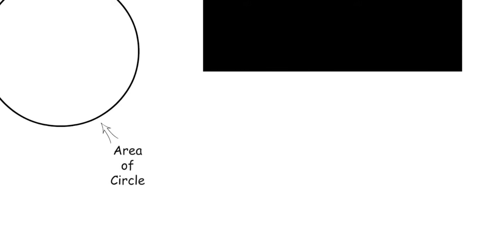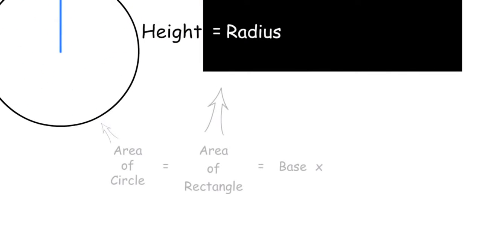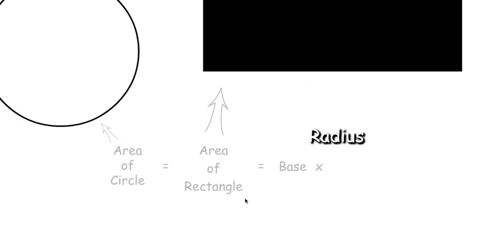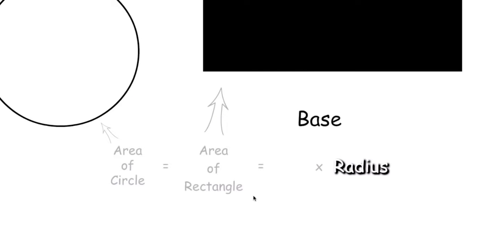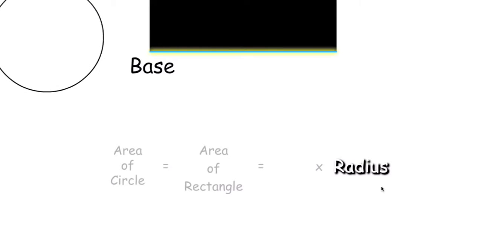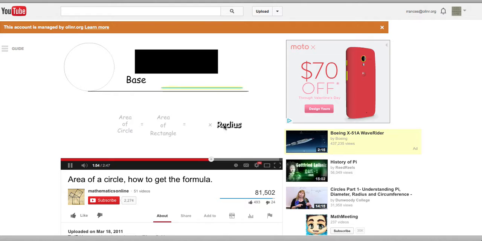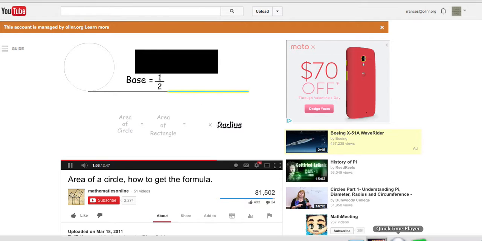So, the area of the circle is equal to the area of the rectangle, equal to length times height. The height of the rectangle, as you can see, is the same as the radius, so height is equal to radius. To find the base, we need to look at the circumference of the circle. And when we compare the base and the circumference, we can see that the base is equal to 1/2 the circumference.